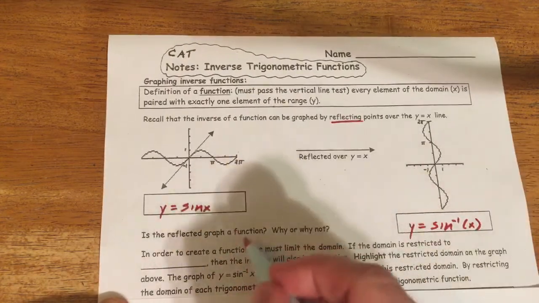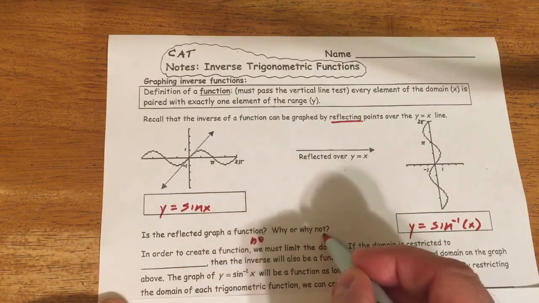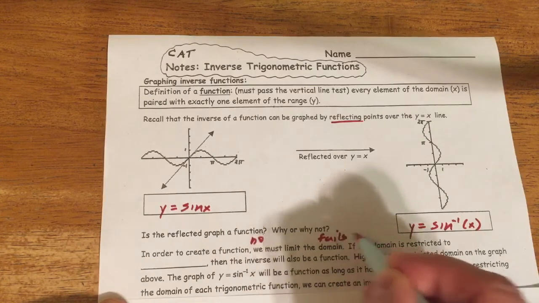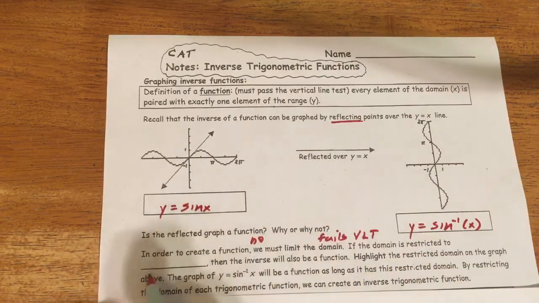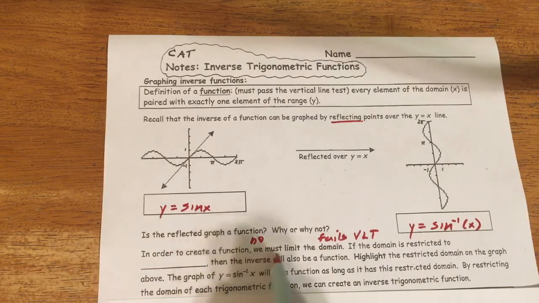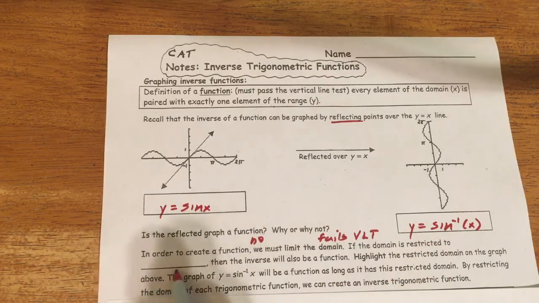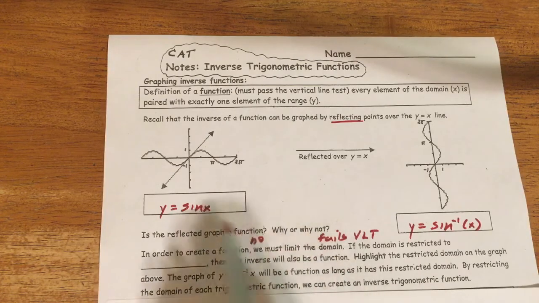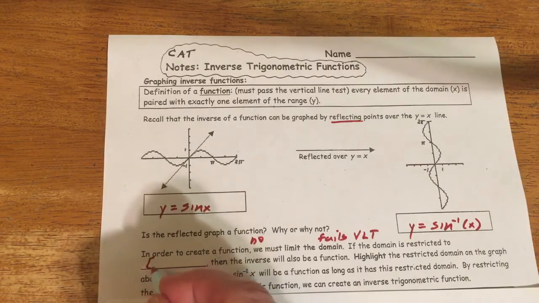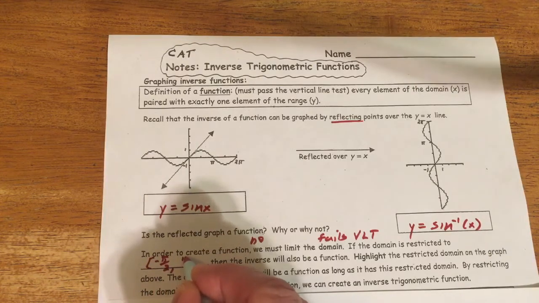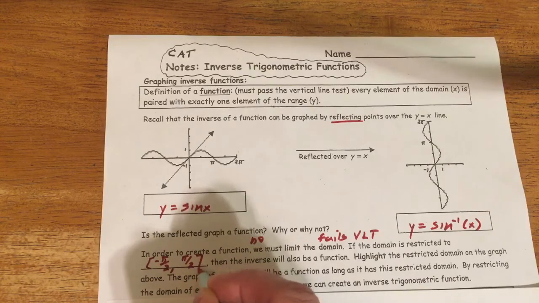And so what we would say is no, because it fails the vertical line test. Now, in order to create a function, we must limit the domain. If the domain is restricted to a certain interval, then the inverse will be a function. And for sine inverse, it turns out that what we want to do is restrict our domain to be between negative 90 degrees, or negative pi over 2, and positive 90 degrees, pi over 2.